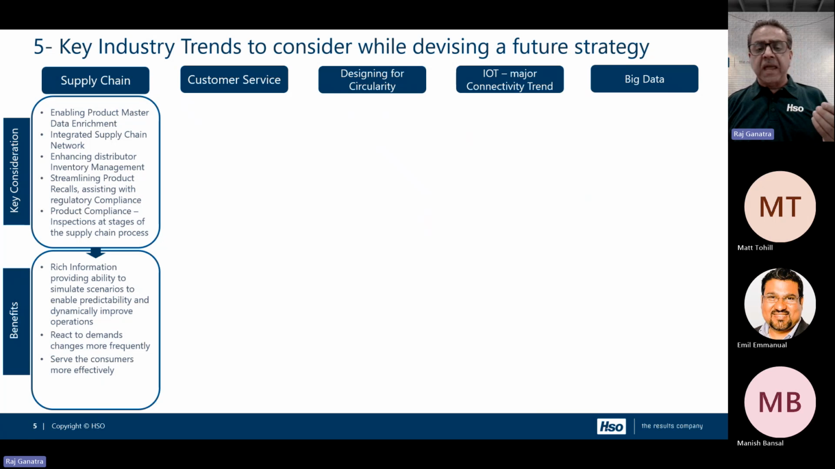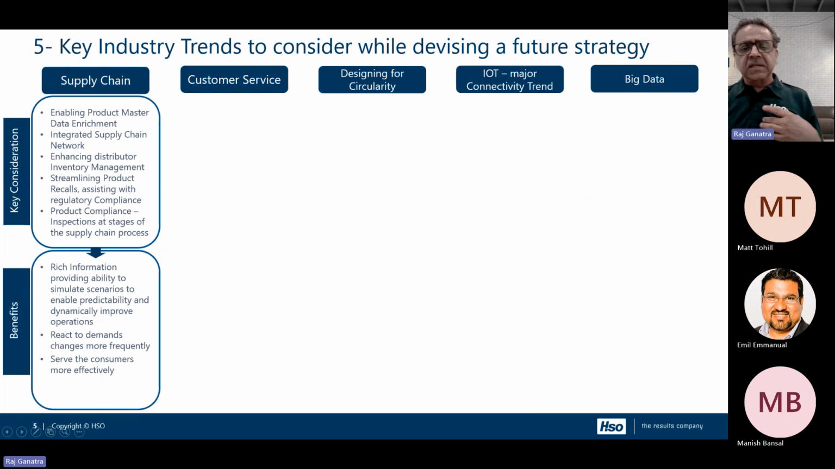It's critical to ensure they have appropriate master information for product, related compliance and integration with the supply chain network, and can support organizations to improve productivity. By doing that, they get a lot of key benefits around their operations. The information they have can help them drive different scenarios around predictability, react to demands, as well as serve the consumers more effectively.